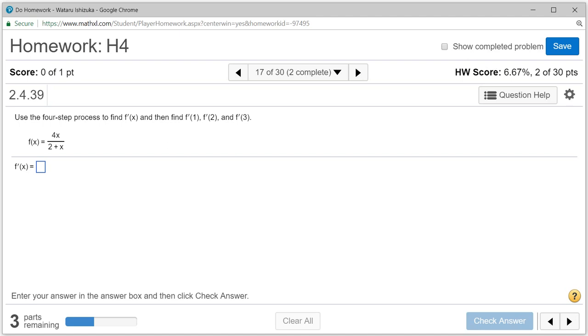Alright, let's look at homework 4, problem number 17. Let's use the four-step process to find the f prime of x.